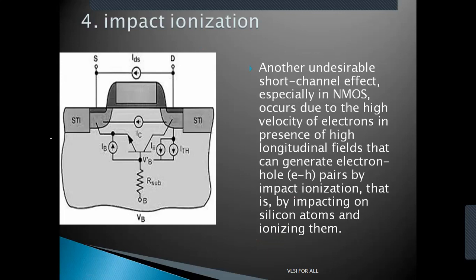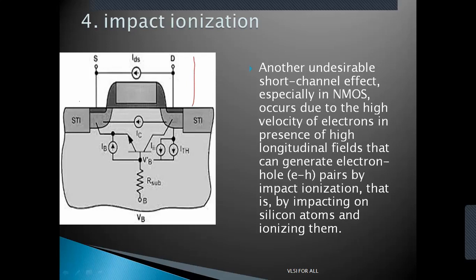Next effect is the impact ionization effect. As we know, in a short channel MOSFET, the electric field is very high. Due to that reason, the electron gets very high velocity in the presence of the longitudinal field. That can generate electron hole pairs by impact ionization, that is by impacting on silicon atoms and ionizing them. As the electric field is very high, the velocity will increase, so this will generate electron hole pairs by impact ionization.